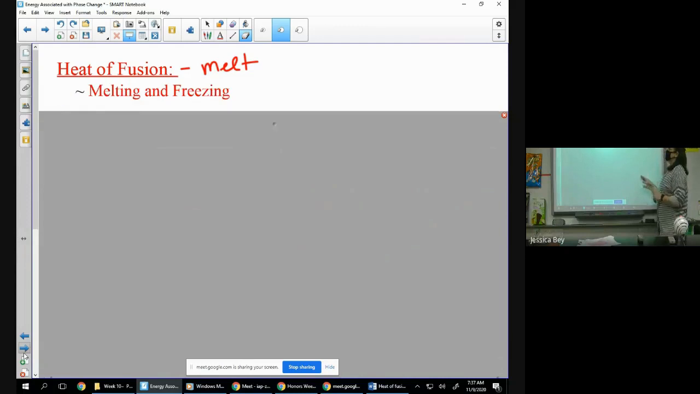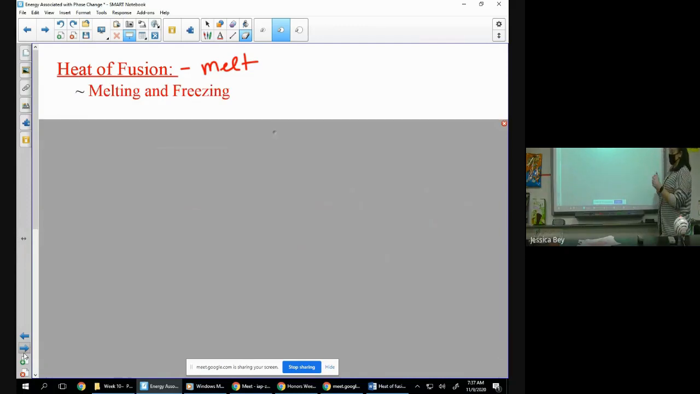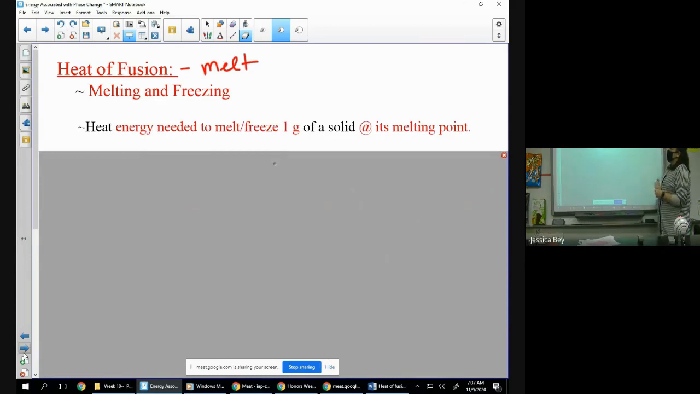Okay, the definition for the heat of fusion, let's write melting and freezing here. It's the energy needed to melt or freeze 1 gram of a solid at its melting point. The energy needed to melt or freeze 1 gram at its melting point. So this is your delta H for if you're melting an ice cube, or if you're freezing water into an ice cube.